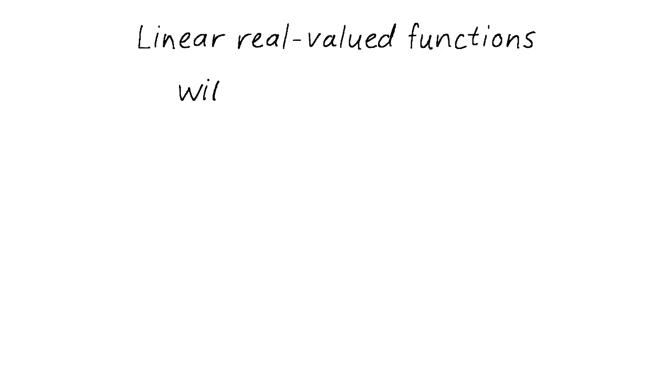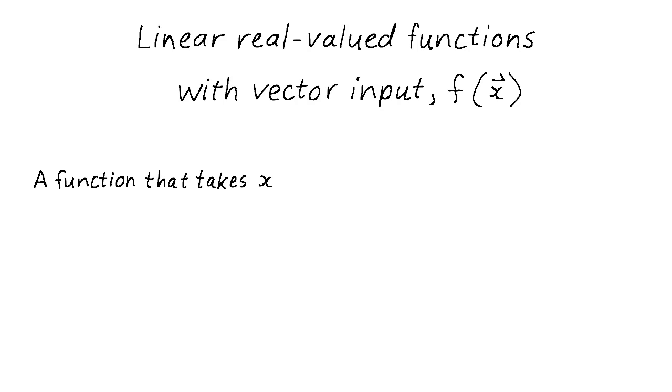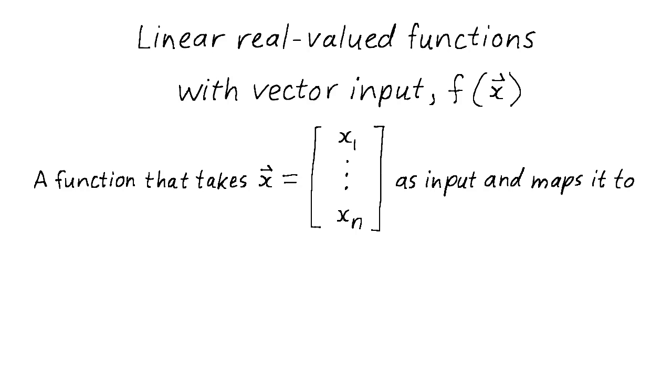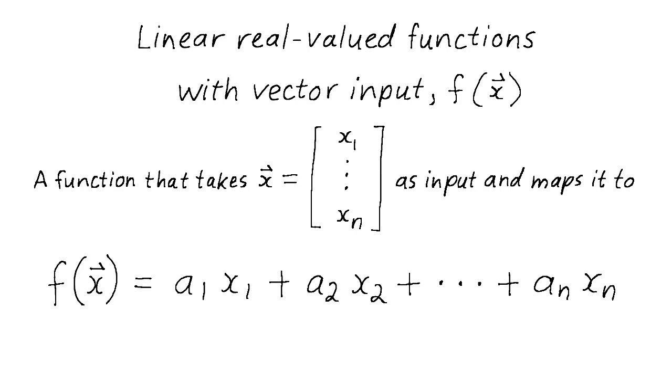We're not going to have an exhaustive conversation about real-valued functions of vectors. Instead, we're going to focus on linear ones. We'll define a linear, real-valued function of a vector, let's call it little f, as one that takes its input x and maps it to the new expression shown here. Here, each of a1, a2, etc. is a constant that is given.